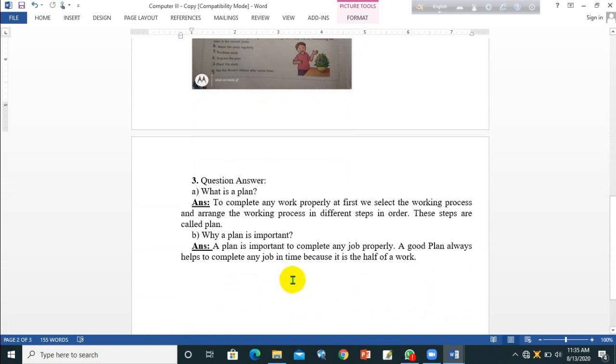I have given you two question answers in this chapter. What is a plan? Number A. What is a plan? The answer is to complete any work properly, at first we select the working process and arrange the working process in different steps in order. These steps are called a plan. Suppose you want to join a birthday party of your friend. So what do you have to do? At first you have to make a plan.